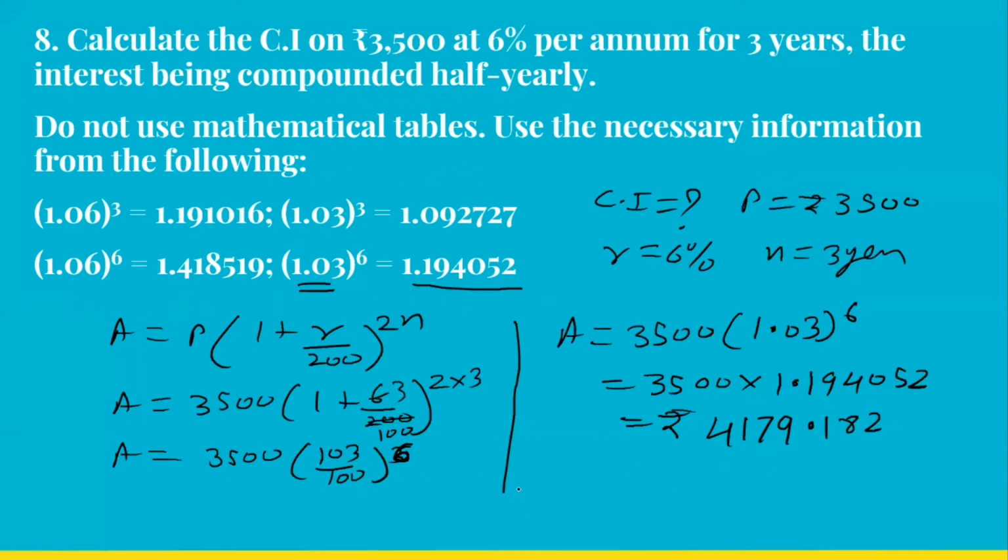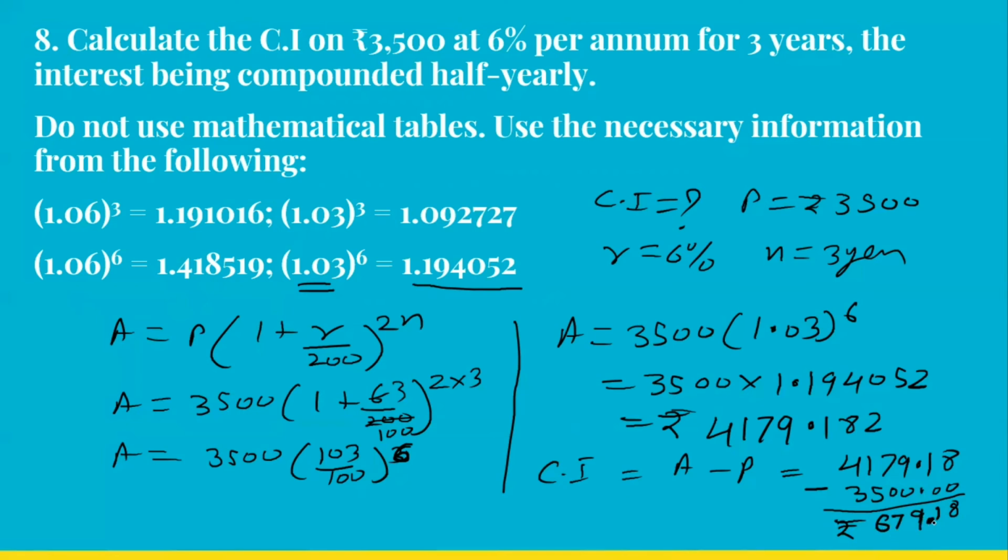So calculate the compound interest. Compound interest is equal to A minus P. So A is 4,179.18 rounded to 2 decimal places, minus the principal, which is 3,500. Let us simply subtract this. So you get 9, this is 7, 11 minus 5 is going to be 6. So this is how you get rupees 679.18.